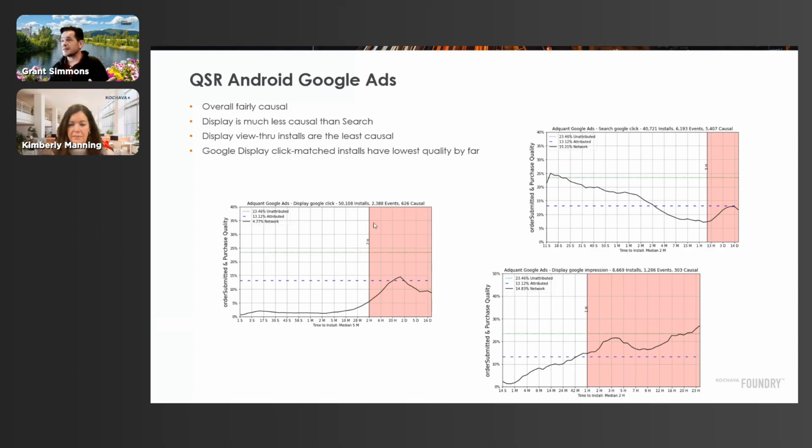But search tends to, here we see the profile. Those who reacted very quickly to a search ad tended to have higher quality. As you got further away from the ad action, the quality goes down. We see the exact opposite on display. All of the good quality display customers were miles removed from the ad service, right?